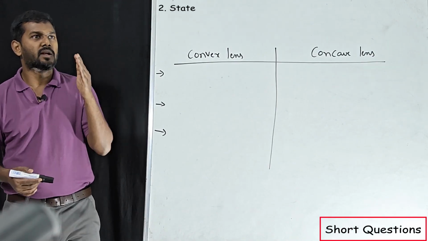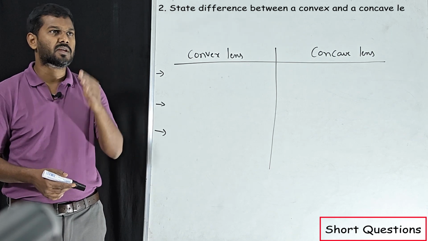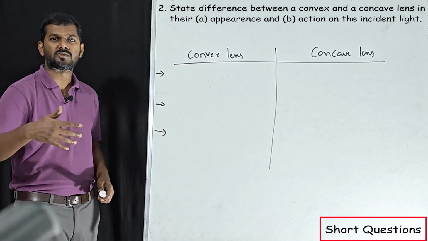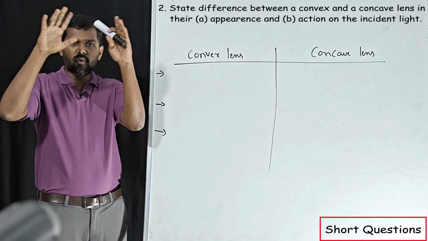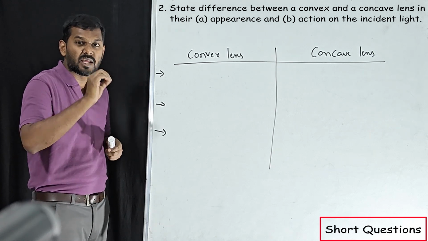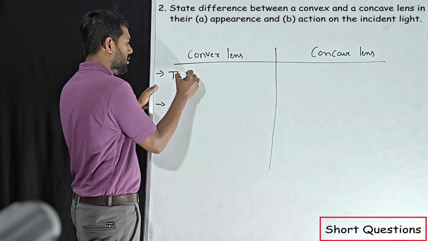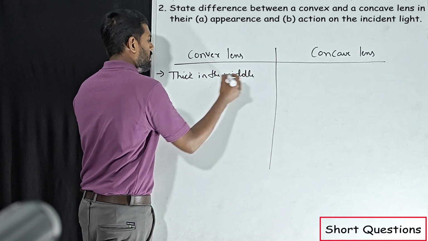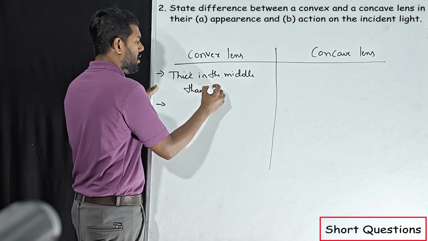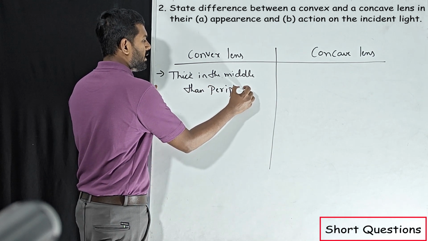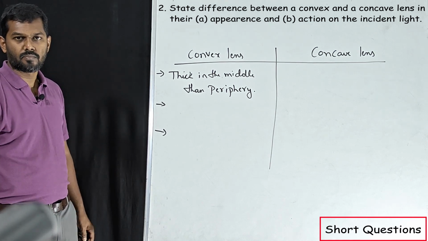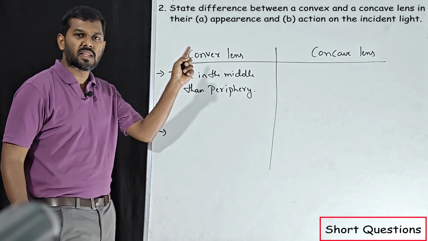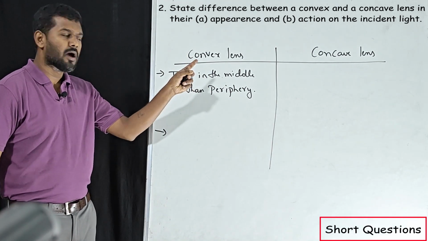Our next question, state the difference between a convex and concave lens in their appearance and action on the incident light. This is very simple. What do you mean by appearance? Appearance is how it looks. The convex lens is thick in the middle than the periphery. Next, concave, it is exactly opposite. It is thin in the middle compared to the periphery.